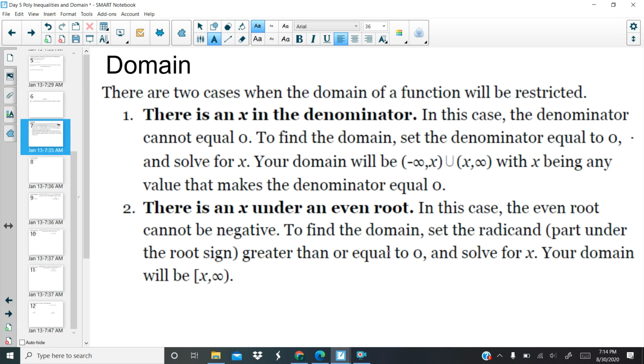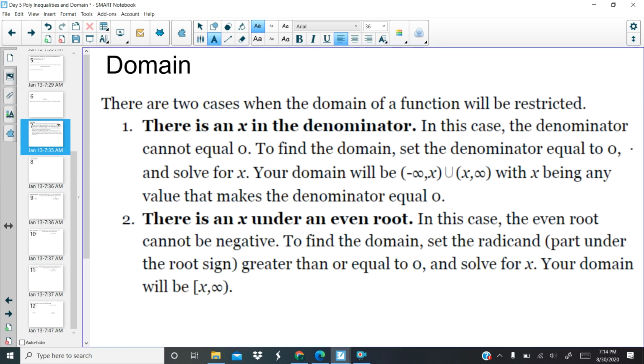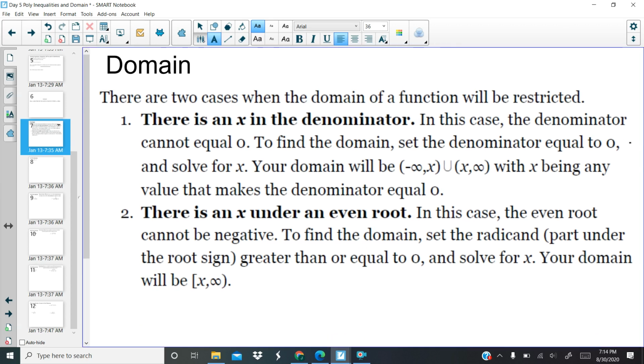The second case is when there's an x under an even root. The reason is that under an even root, the x can't be negative. For example, if you had the square root of -2, it's going to end up being an imaginary number, and an imaginary number wouldn't be a real y value. So that's the reason there's a restriction when there's an x under an even root, because whatever's under there has to come out to be positive.